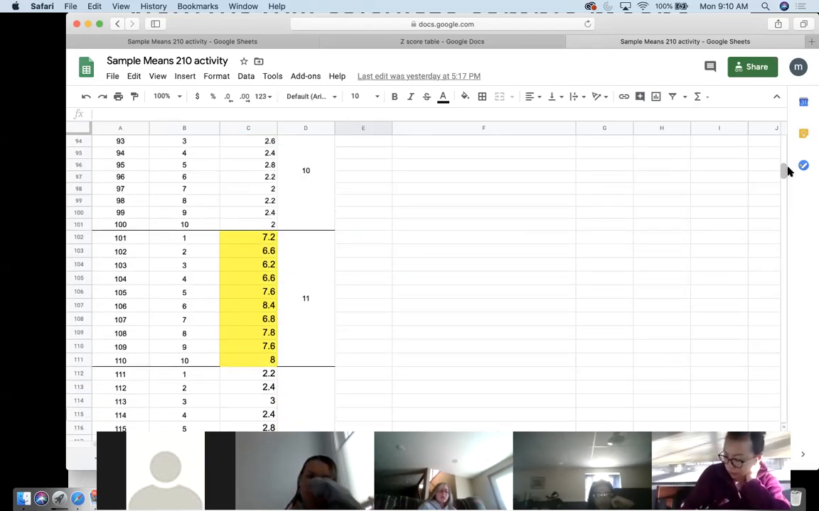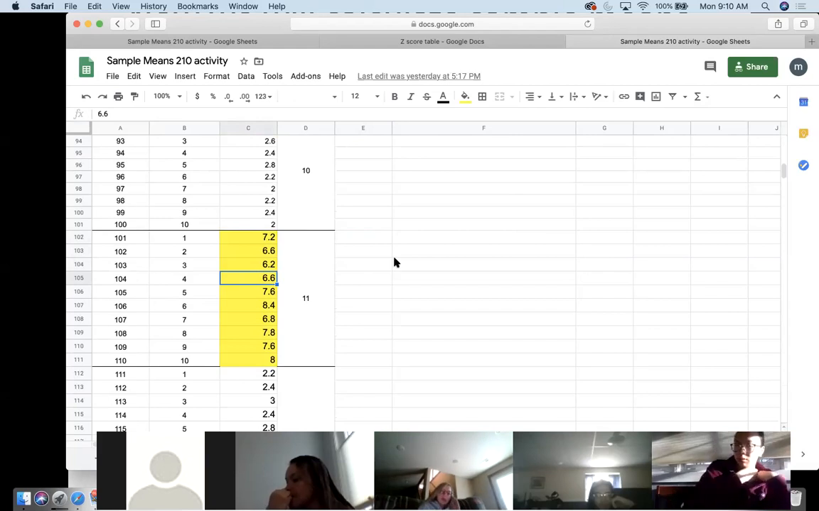Right here, can you guys see the ones that are in yellow there? You see they have scores of 7.2, 6.6, 6.2, 6.6. Why could these means not have been calculated correctly? I believe they forgot to divide by 5. How can you tell, looking at these numbers, how do we know that these means were not calculated correctly?